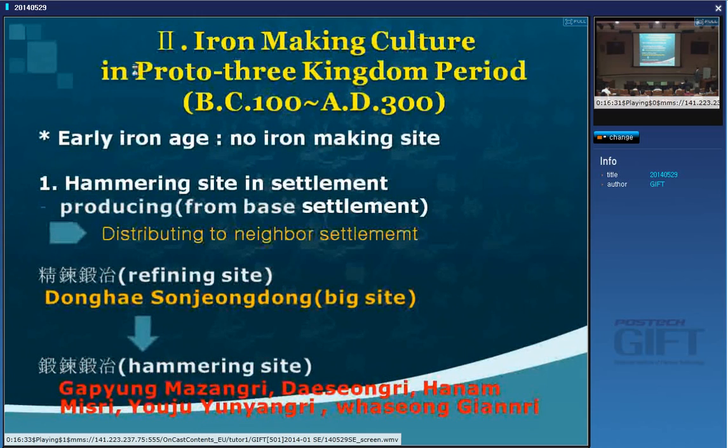The iron making sites were separated into two kinds: firstly refining sites and hammering sites. And sometimes sites where the two kinds of technologies are mixed are found. The Donghae Songjeongdong site, Gapyeong Majangri site, Daesongri site, Hanam Misari site, Yeoju Yeonhyangri site, Hwaseong Gyeanri site. I will explain the Daesongri site, Yeoju Yeonhyangri site, and the Hwaseong Gyeanri site.